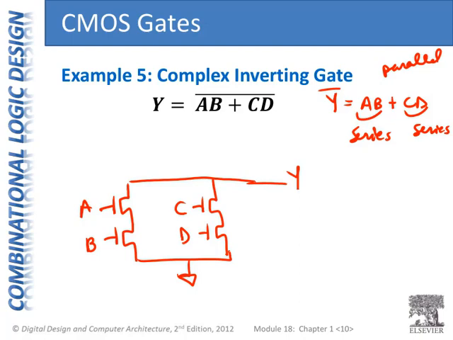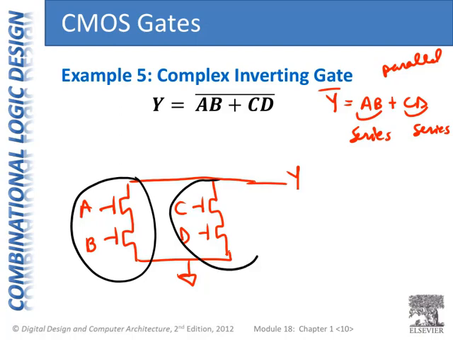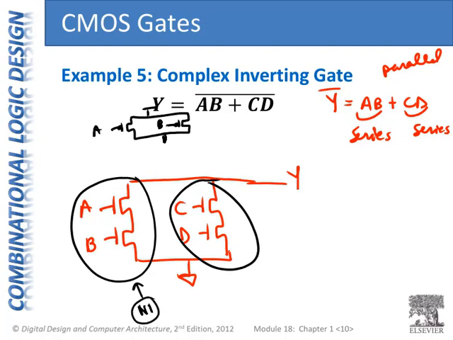And now our pull-up network, we're going to complement it. So A and B were in series. C and D were in series. And those two subnetworks were in parallel. So those two subnetworks will now be in series. A and B will now be in parallel. That network, that subnetwork, network 1 or something, will be in series with network 2. Network 2, C and D was in series. Now those are going to be in parallel.